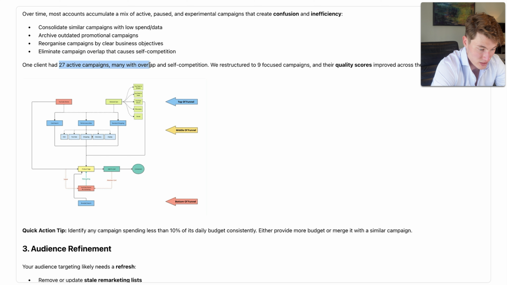As I said, this is an example. One client had literally 27 active campaigns with overlap, competition within the account, etc. And so we restructured it to 9 focus campaigns, and this does wonders for your quality score, all right, guys? Wonders, all right?